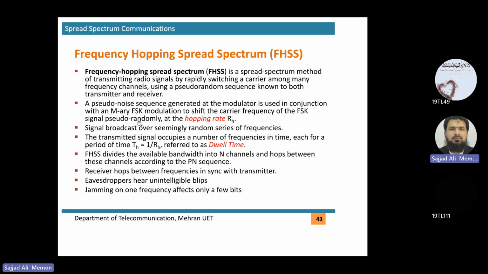at the hopping end. So the information lies in frequency. We are modulating the frequency of the carrier to transmit our data, and that carrier frequency will be shifted from one frequency to another. At what rate we are changing it, that is known as the hopping rate. Signal broadcast over a seemingly random series of frequencies.